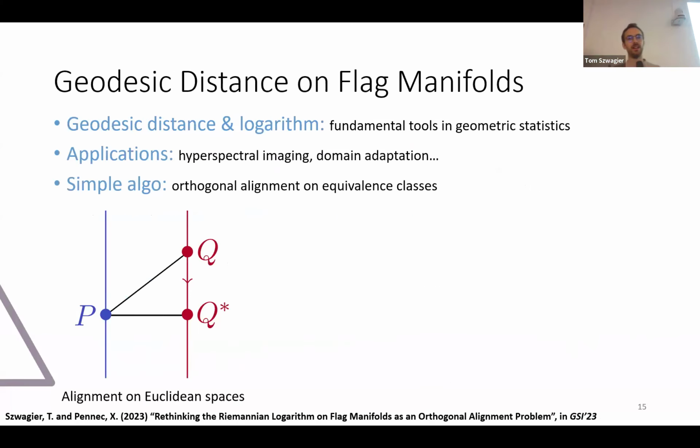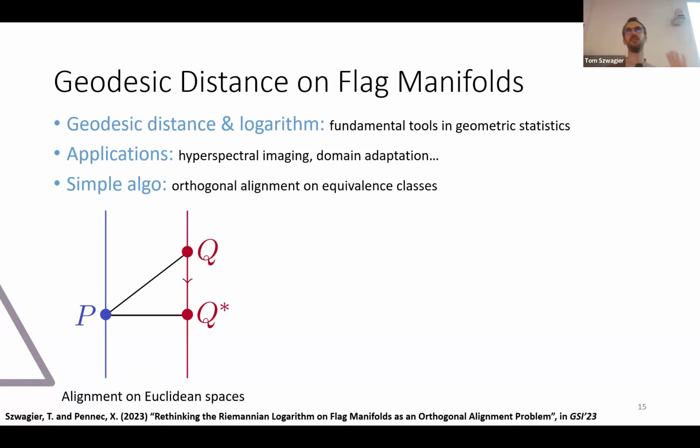Okay. One important tool in geometric statistics are geodesic distances. They enable us to compute distances between two objects, to compare them, to interpolate between them. So they are fundamental tools in statistics with plenty of applications. And so the first contribution we had was to propose a simple algorithm for approximating the geodesic distance on flag manifolds, because it is not explicit in these cases.